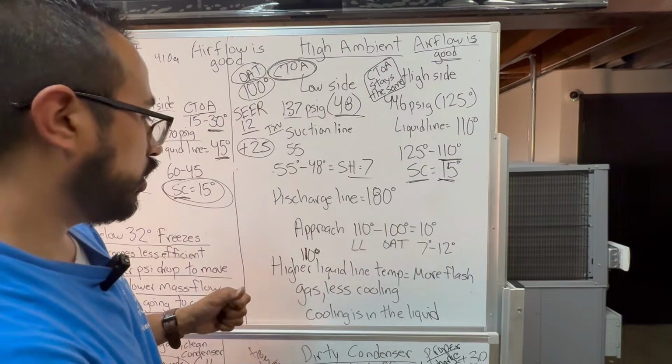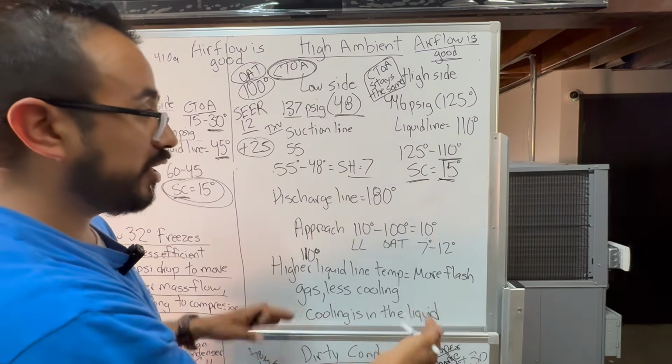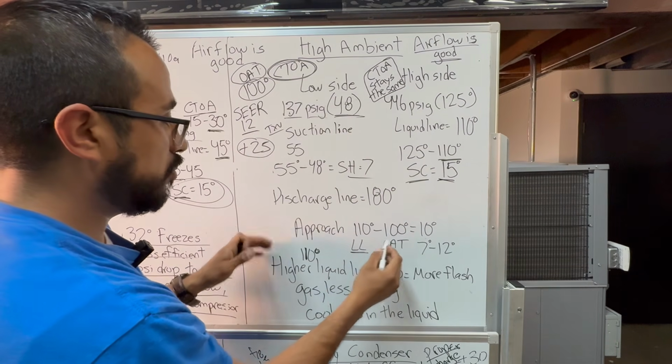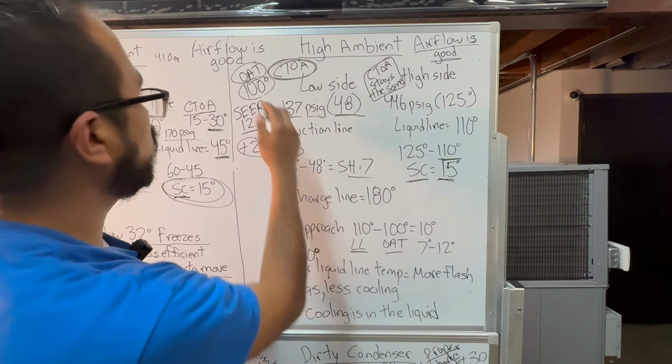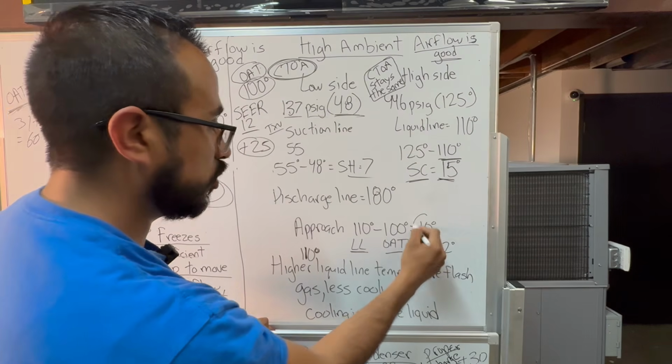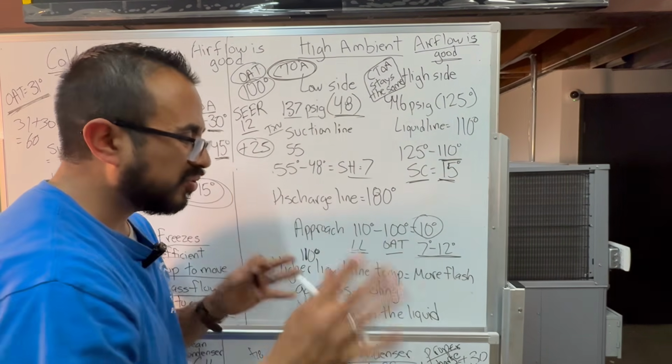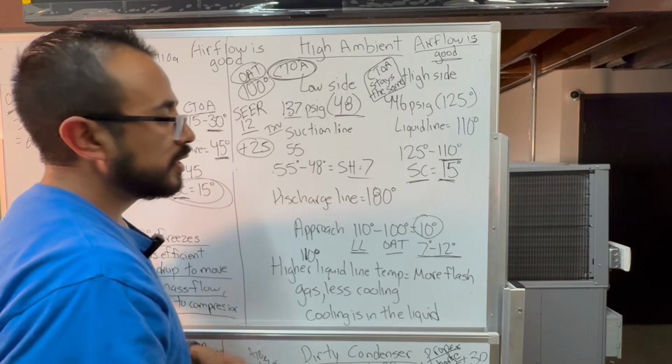And then my approach here, it's okay, right? It's still doing its job. My approach, liquid line temperature 110 minus 100, which is the outside air temperature. That's 10 degrees approach. And it should be between 7 and 12, more or less, rule of thumb.